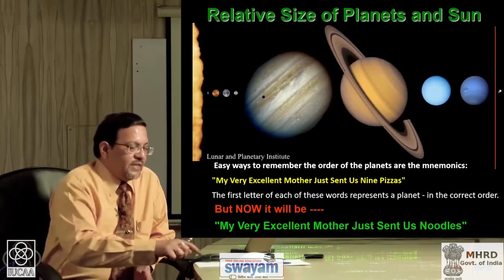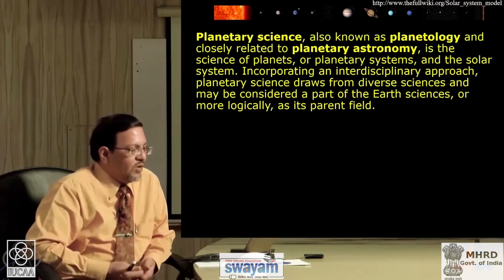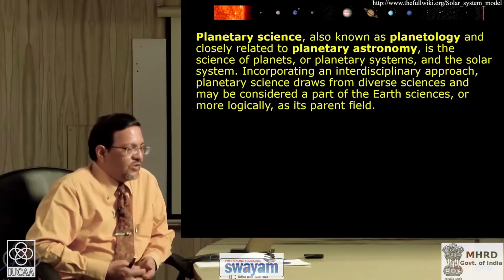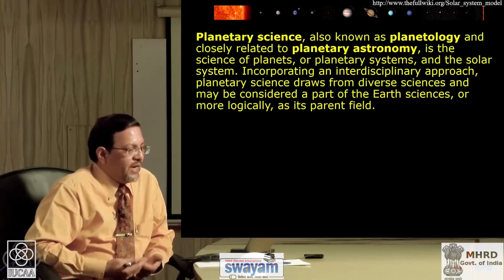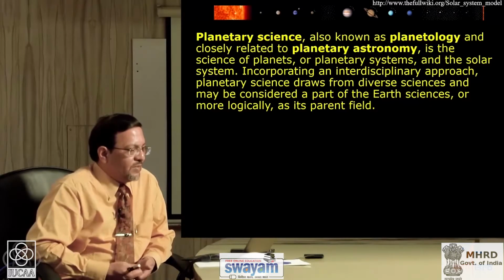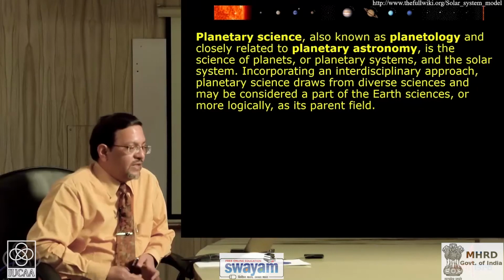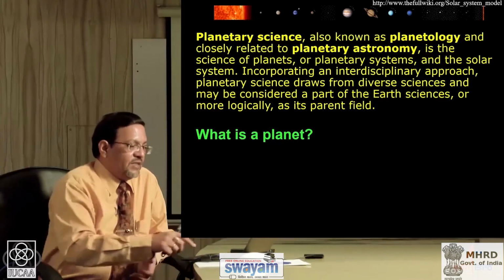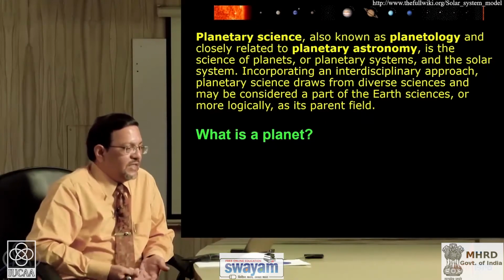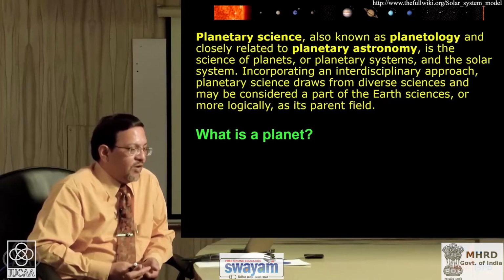Now, when we talk about planetary science, we say that this is also known as planetology or planetary astronomy, which deals with the planets, planetary systems, the solar system and things like that. And essentially it covers a much wider gamut of scientific disciplines, which also includes earth sciences. Or we can say in some sense that planetary science is a parent and Earth is a part of that planetary science system.